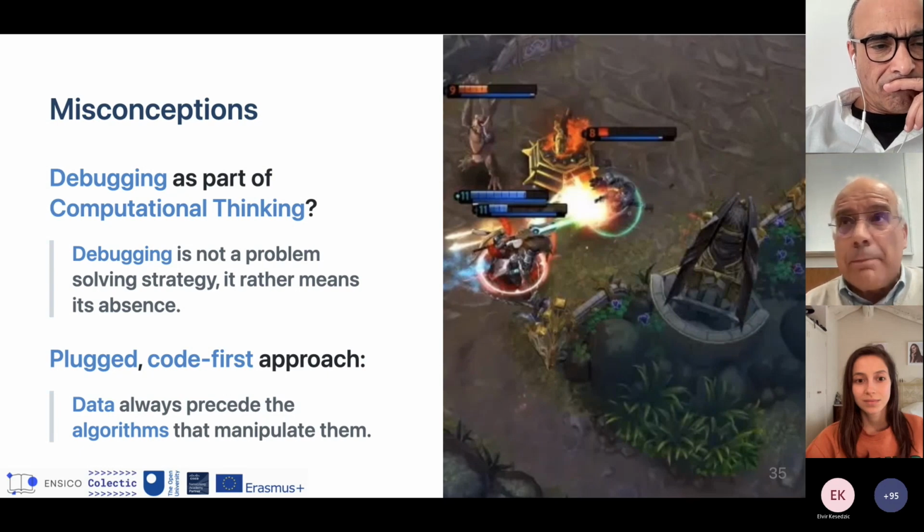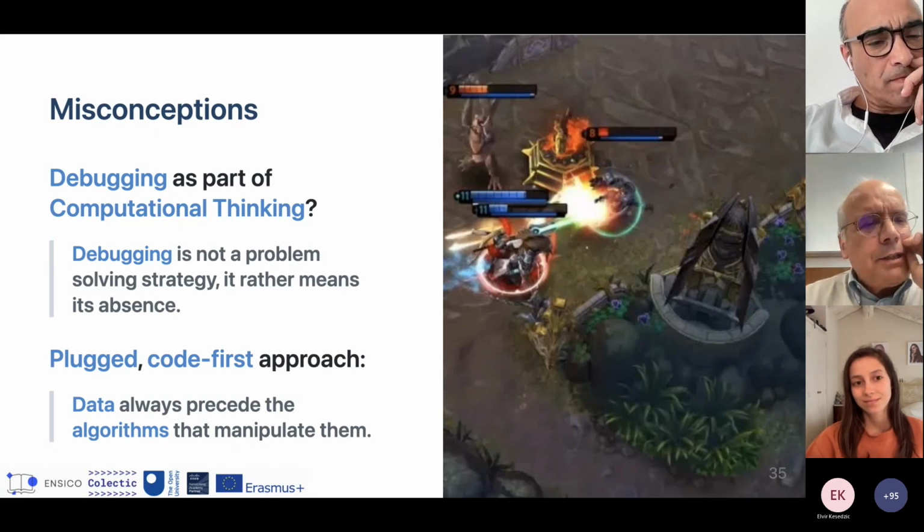For instance, you cannot debug a bridge. You cannot debug a building. If you start debugging a bridge, perhaps it's going to collapse. So this contradicts all the golden principles of engineering, and this is important to stress.